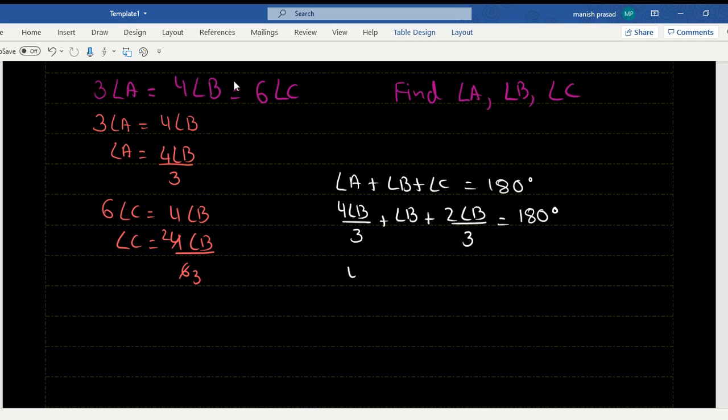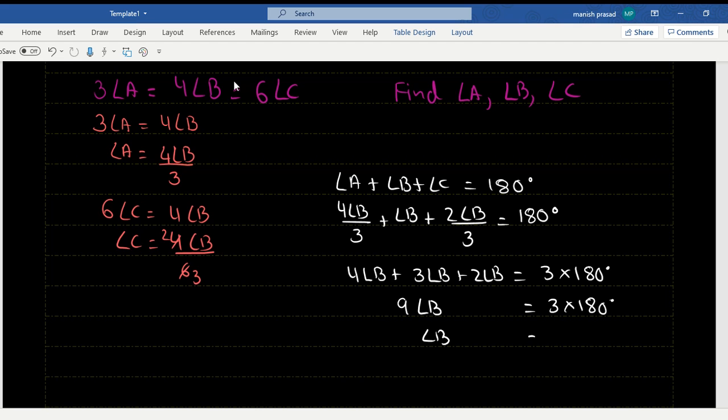Now we take the LCM. 4 times B plus 3 times B plus 2 times B is equal to 3 times 180. So it becomes 9 times angle B is equal to 3 times 180, so angle B would become 60.